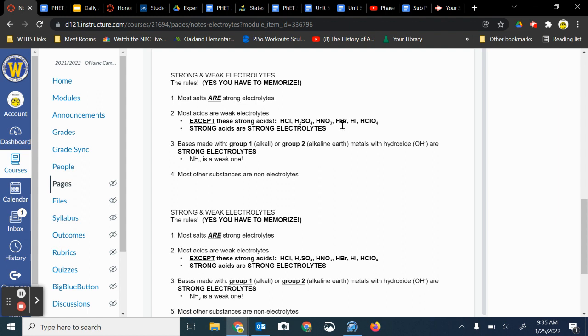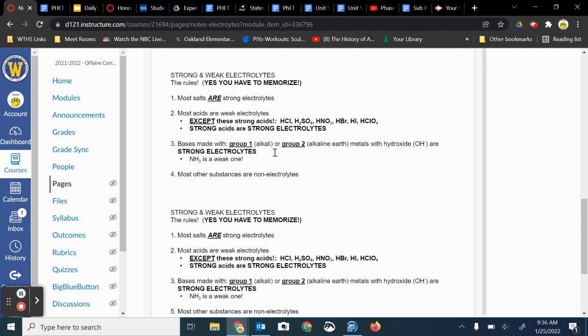Then we have HBr. Br is bromide, an IDE ending, so our name is hydrobromic acid. And then HI right here, I is iodine, which as an ion would be iodide. So the name for HI is hydroiodic acid. And then our last one, HClO4. ClO4 is the perchlorate ion, so this would be perchloric acid. Okay. All right. Strong acids would then be strong electrolytes. So those 6 would be our strong electrolytes.